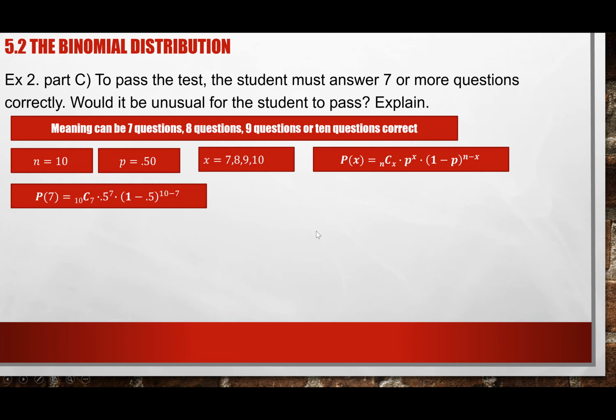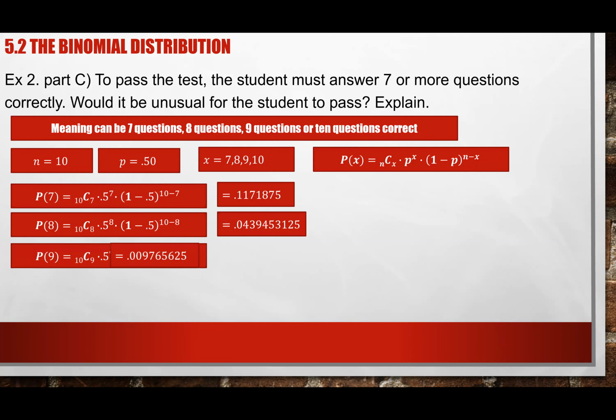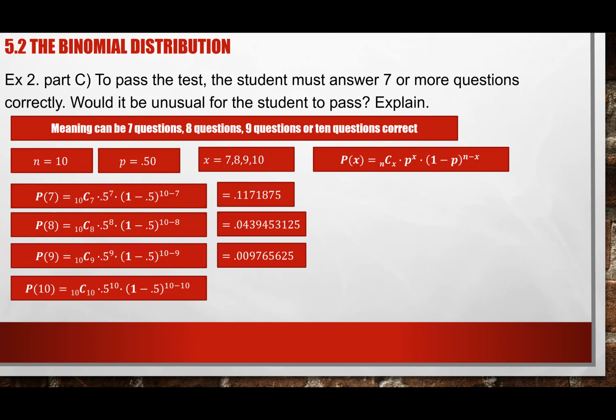And if you do that, this is what you should get out. Similarly, you have to do that for the 8. Similarly, you have to do it for a 9. And lastly, you have to do it for the 10, because this is the probability of you having exactly 7 questions correct. This is the probability you have exactly 8 questions correct. This is the probability you have exactly 9. And this is the probability you have exactly 10.